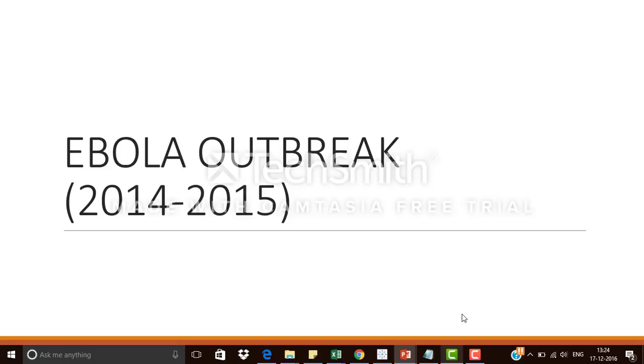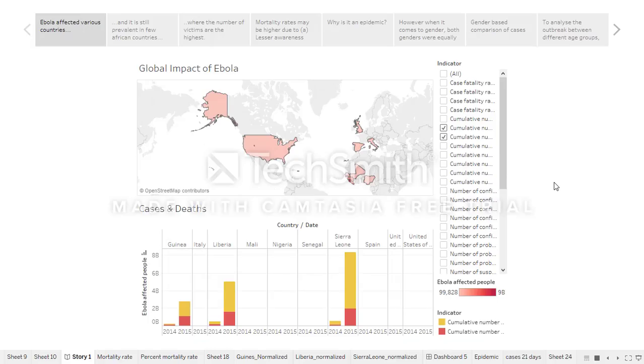So here in our project, we try to visualize the geographic and demographic overview of the Ebola outbreak around 2014 to 2015. We implemented this using Tableau. So here in the first map, we have shown various countries around the world which are affected by Ebola. We also try to make the graph interactive by using color codes which indicate the number of Ebola affected people.